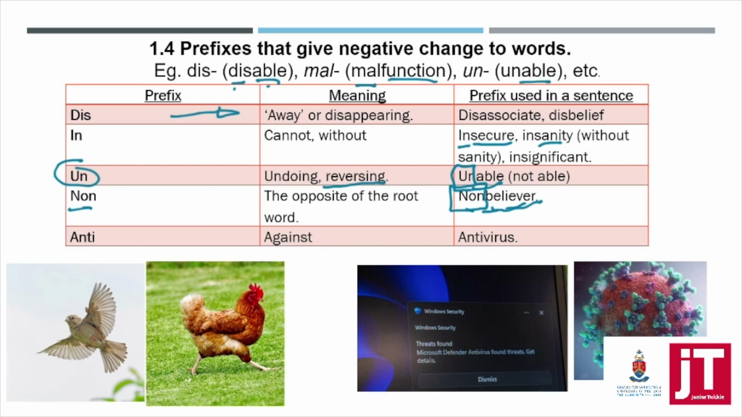Anyway, anti means against, and antivirus means it will fight against viruses for you. When it comes to antivirus, they're actually talking about computers. You can get an antivirus software which will block viruses from getting onto your computer and ruining them. And this is what I found when I googled virus. That's what a virus kind of looks like. And over here, this is a flight bird, and this is a non-flight bird. A chicken can't fly. So those are the 4 different groups of prefixes.